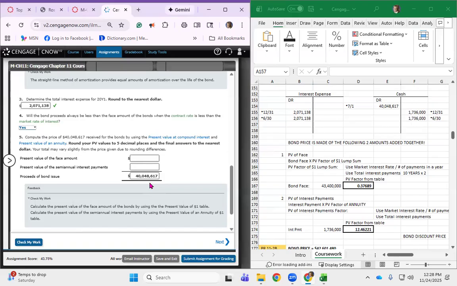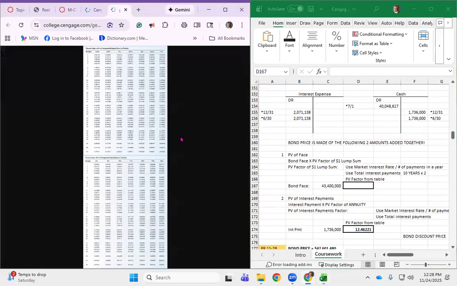So here's what I've got. My bond face, and I've got it calculated here, but now I've got to go find this factor. This is a factor from the table. So notice my factor for the face value is point something. So let's go find that. Let's open up this table.